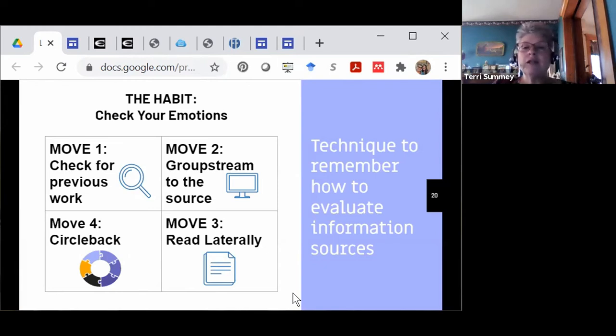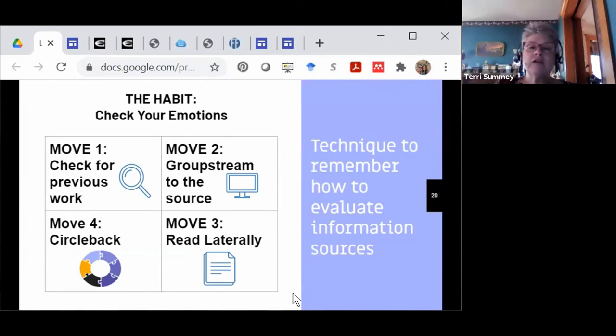Move 3 is to read laterally. That means read what others say about the source of the claim. Use other sites to check the reputation and biases of your source, especially your author and publisher. Sites like Google, Wikipedia, and Media Bias Fact Check are good places to read laterally. So read what other sources are saying about what happened.